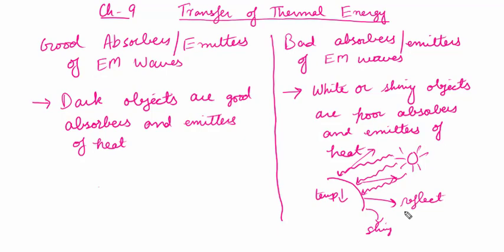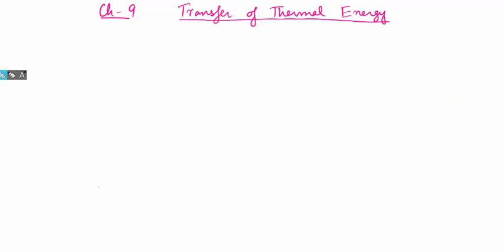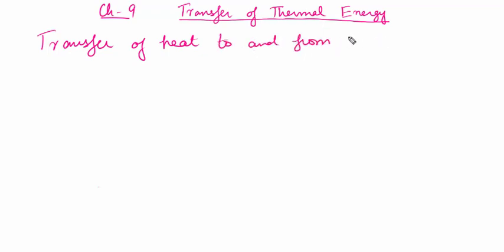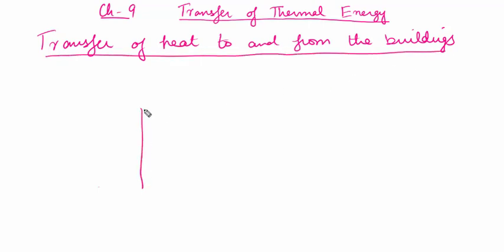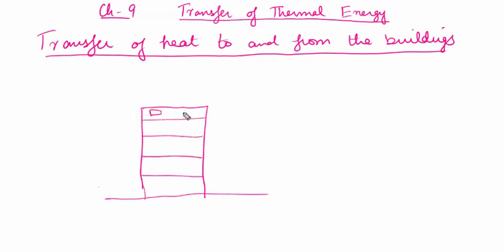So this is how we can describe the good absorbers and the bad absorbers. Now we have to discuss the transfer of heat to and from the buildings. Let me just erase it. So, transfer of thermal energy, or transfer of heat, to and from the buildings. Let's suppose we have a tall building with several floors in it: 1, 2, 3, 4. These are the windows.